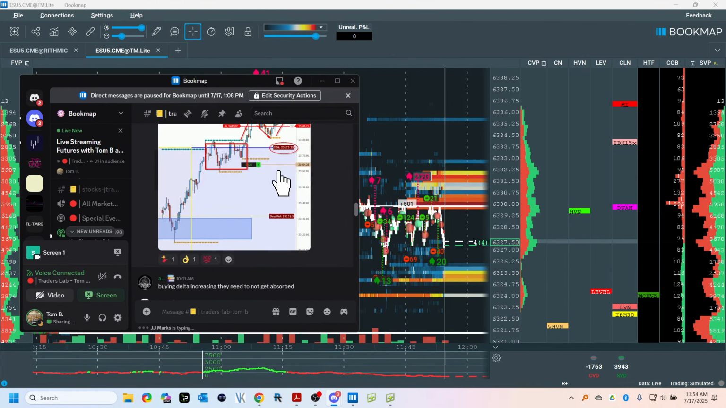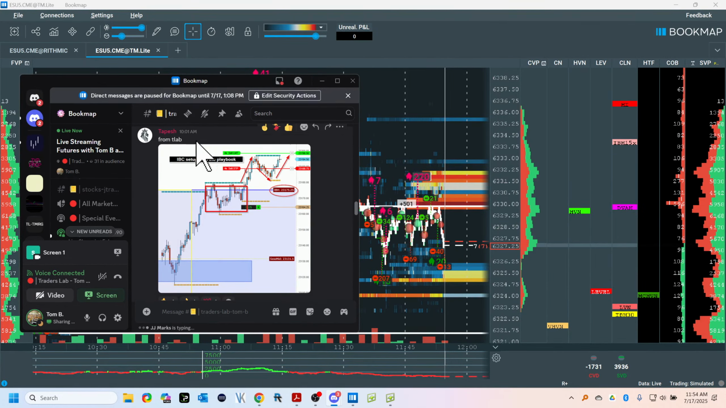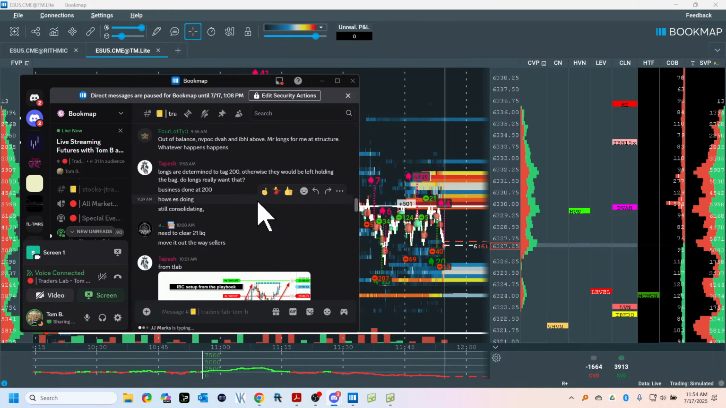This is a trade one of our traders took. It's a structured trade in the NASDAQ. So you don't have to be an ES trader. By the way, this process works in any market that has volume.